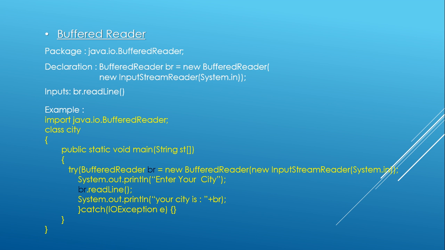Now, what will be the output? Output will be same. Enter your city. Suppose the user has given Boston, then your city is Boston. Now, why have I used this try catch block? Because while creating the instance of BufferedReader, if the text file from where it reads is not present, then it will throw an exception. So to handle that exception, we need to use a try catch block.